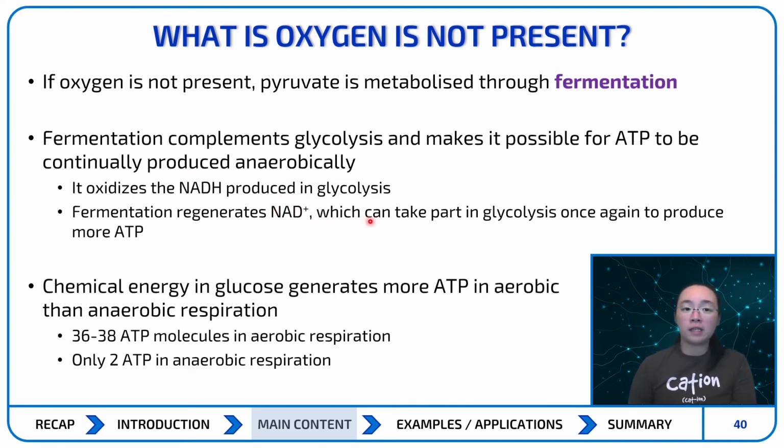The only problem is that if oxygen is not present and your body uses fermentation, you end up with 2 ATP being created in anaerobic respiration instead of the usual 36 to 38 ATP molecules in aerobic respiration. So even though you can go through cellular respiration through fermentation, it's not as effective.